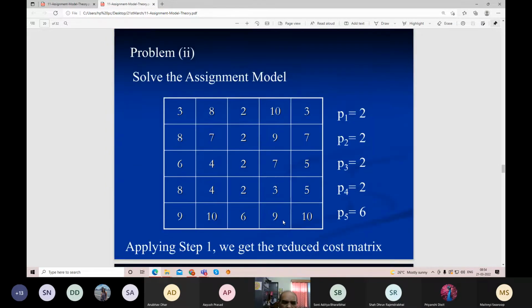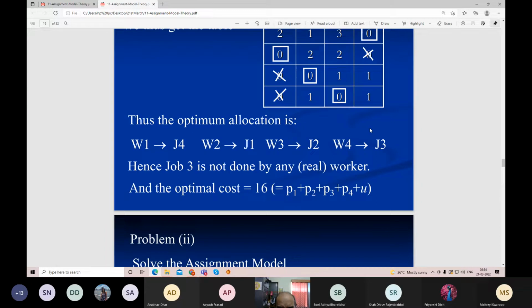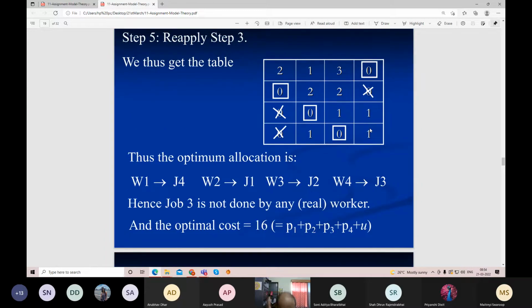You can see here. This is clear or any problem? Hello? Hello? Are you able to hear? Yes, sir. Yes, sir, we can hear you.